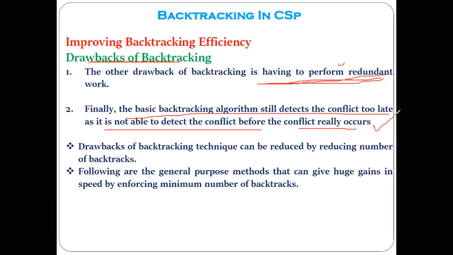Conflict means what here? In case of the N-Queens problem, a conflict occurs when a certain constraint is not satisfied. Yes or no? So what do you mean by the backtracking algorithm detecting the conflict too late? This is one of the drawbacks of backtracking. Can we know before the conflict occurs? No, we only come to know when we perform a certain step. Yes or no? That is the meaning of the backtracking algorithm detecting the conflict too late. Means it is not able to detect the conflict before the conflict really occurs.